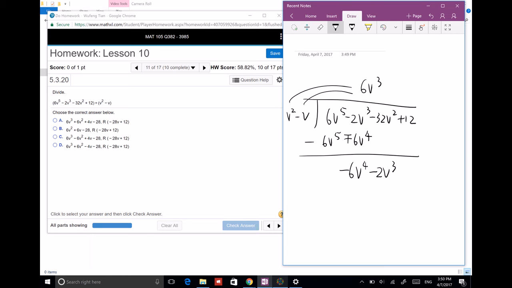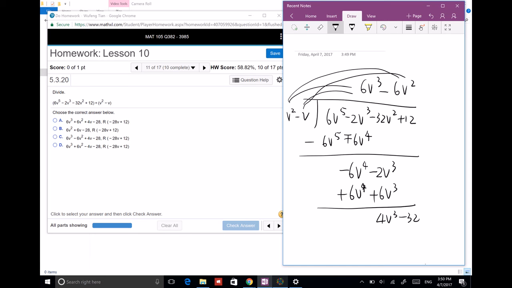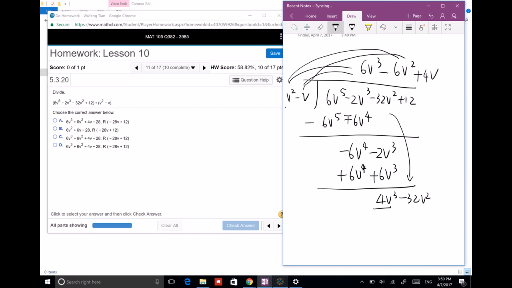Okay. So now what do we need to do? We need to cancel that, right? 6v^4, minus 6v^4, and you multiply it again. So it's minus 6v cubed. Reverse the sign, plus, so it's 4v cubed. Bring it down, minus 32v squared. And then we have to multiply by 4v. 4v cubed divided by v squared, so it's 4v. And multiply it, 4v cubed, you multiply it, and you get minus 4v squared.